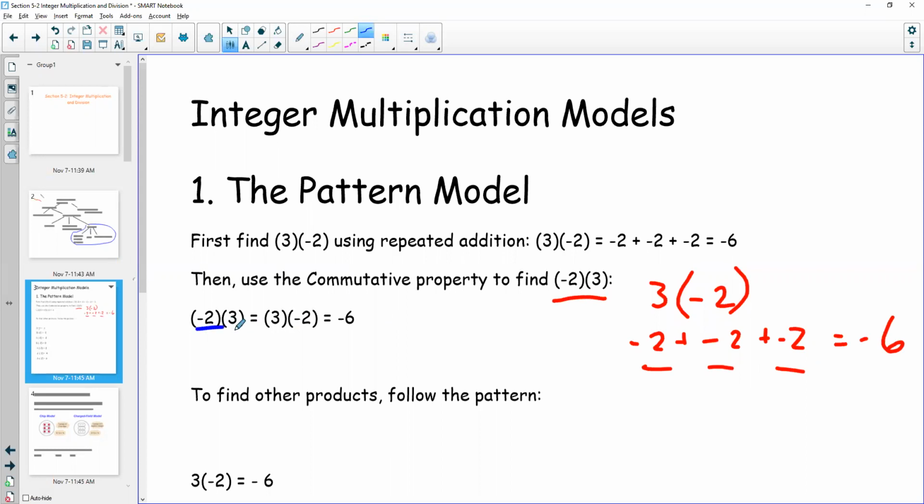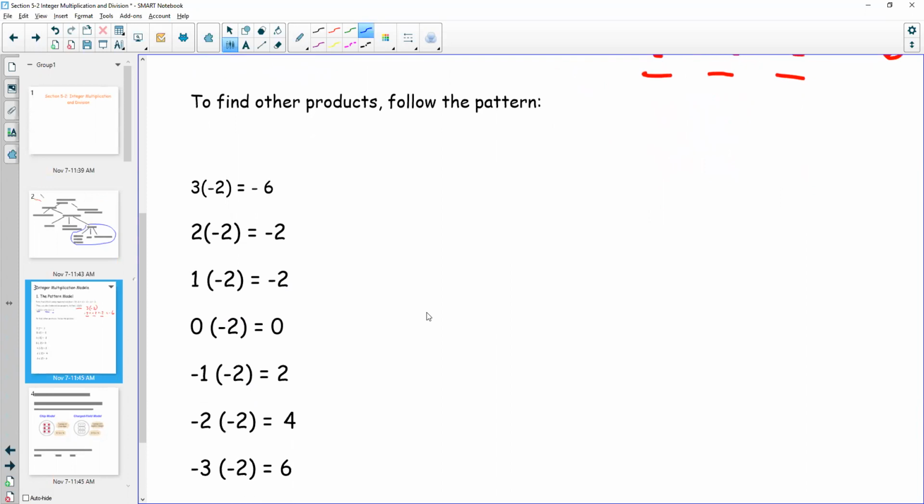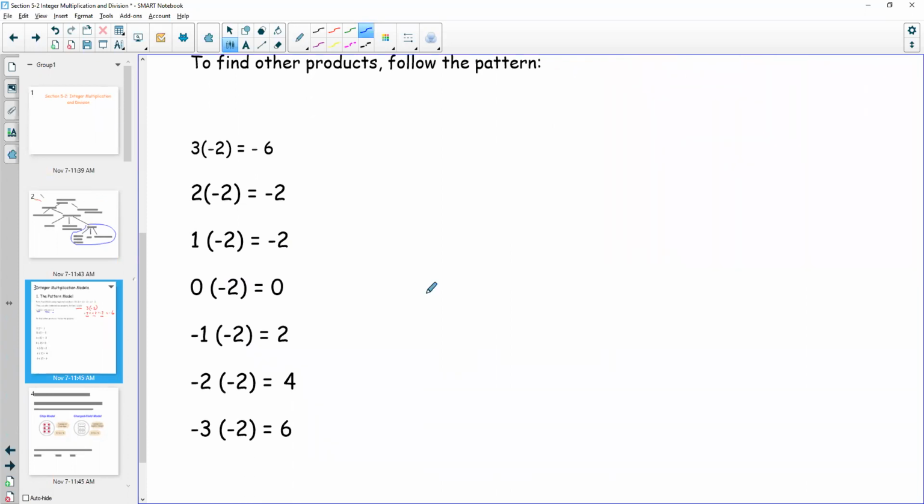These are all equivalent. And then we can use that to find patterns, right? So if 3 times -2 is -6, then 2 times -2 would be -2 plus -2. That would give me -4. 1 times -2 is -2. 0 times anything is 0.